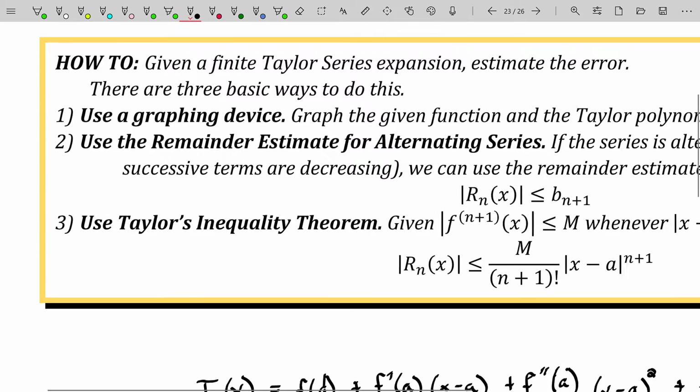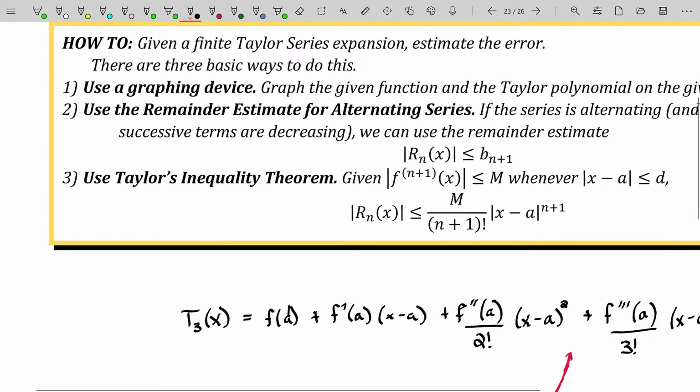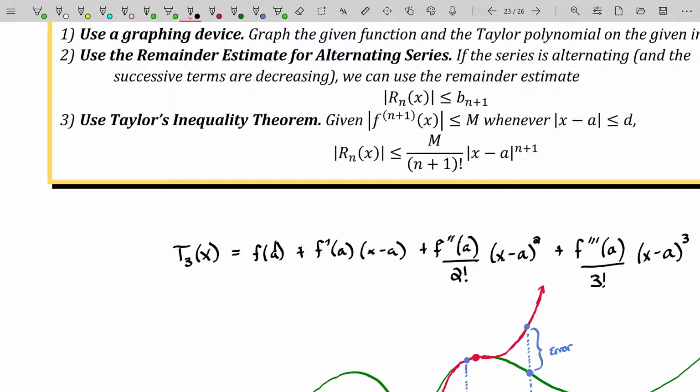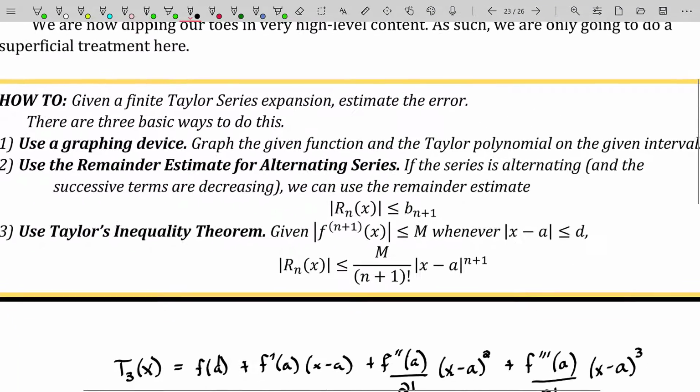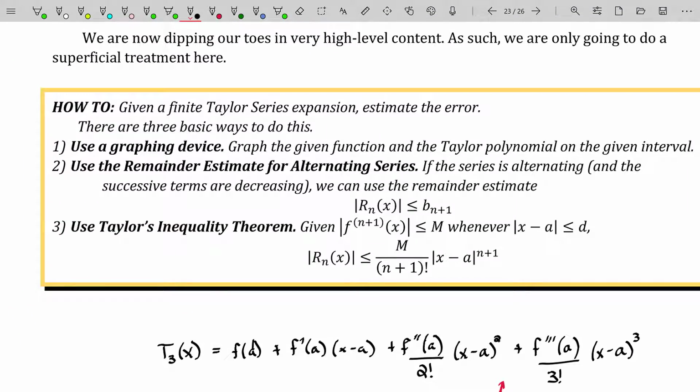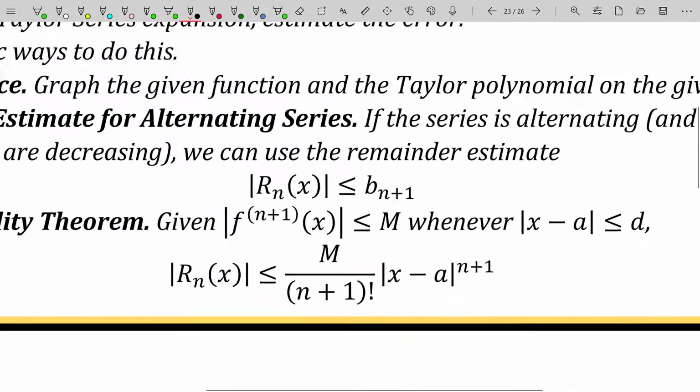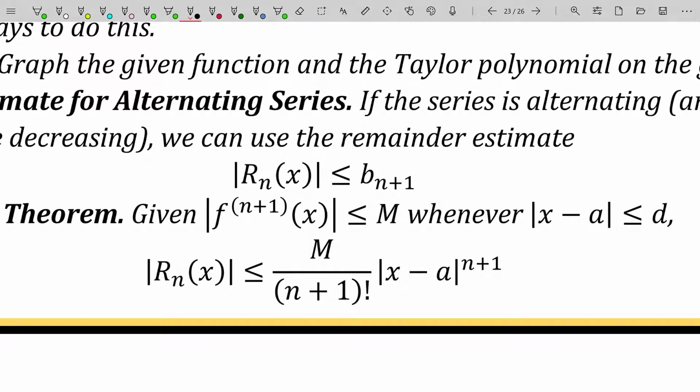Now, the second method is actually pretty powerful. Use the remainder estimate for the alternating series. This only holds if the Taylor series expansion for your function is an alternating series. So if the series is alternating and the successive terms are decreasing, therefore it converges, then you can use the remainder estimate. And the remainder estimate for alternating series is really very easy. You don't even need to know what your original function is. All you need to know is, what's the next term in line?